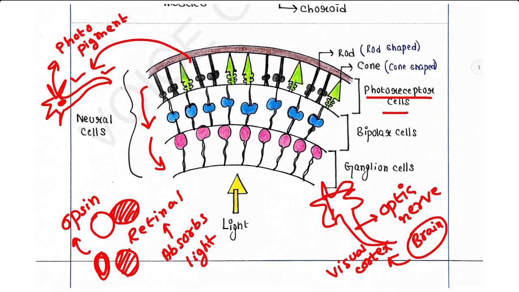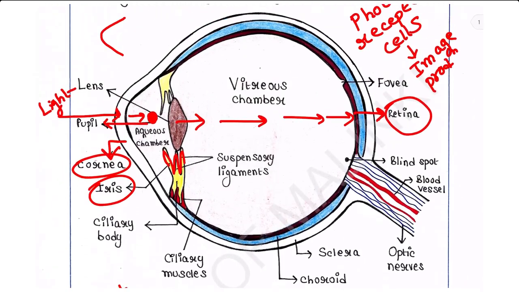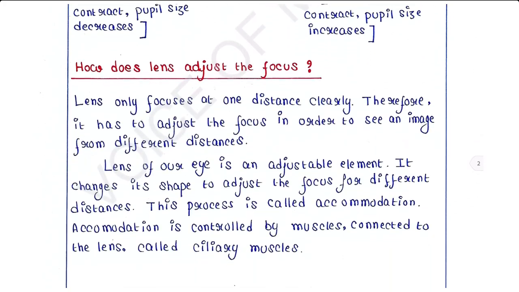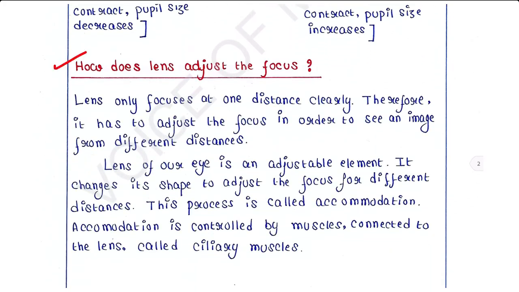Okay, so now two questions arise. So what are those two questions? The first question is, how does the iris control the amount of light the pupil lets in? And the second question is, how does the lens adjust the focus? So we will address these two questions now.